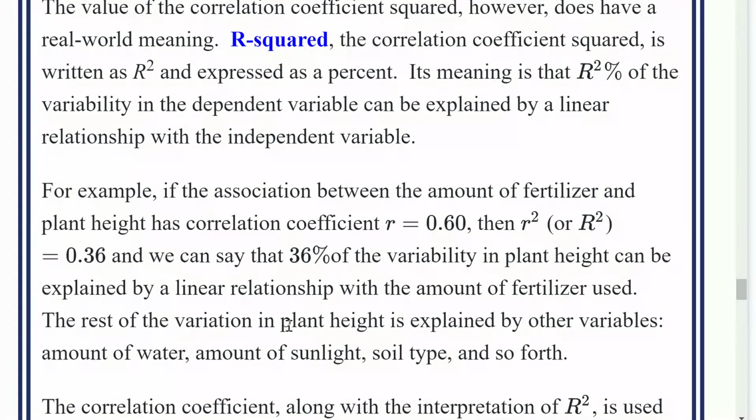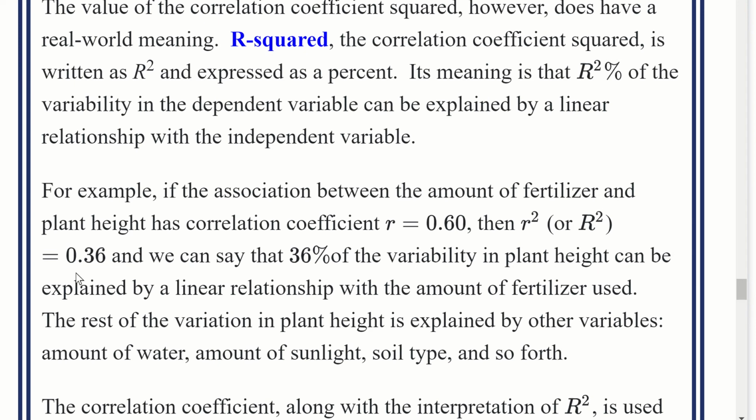Okay, so for example, if the association between the amount of fertilizer and plant height has a correlation coefficient of 0.6, then R squared is 0.36, so that's literally 0.6 squared. And we can say that 36% of the variability in plant height can be explained by a linear relationship with the amount of fertilizer used. So 36% of the variation in that.